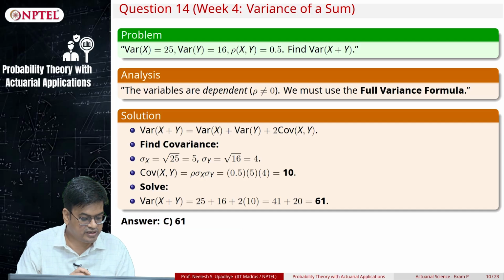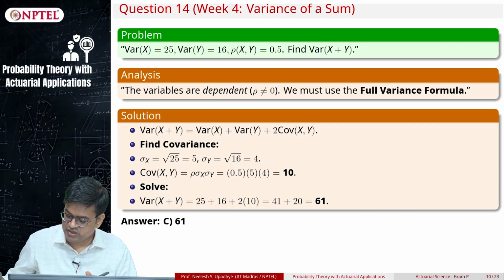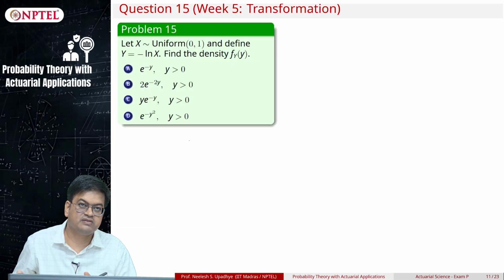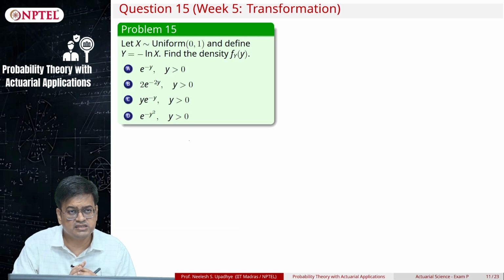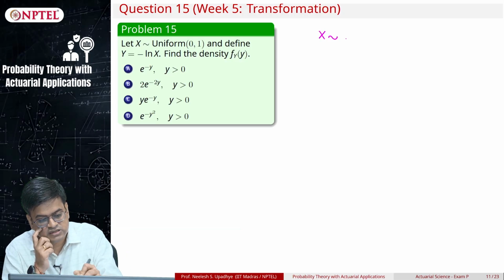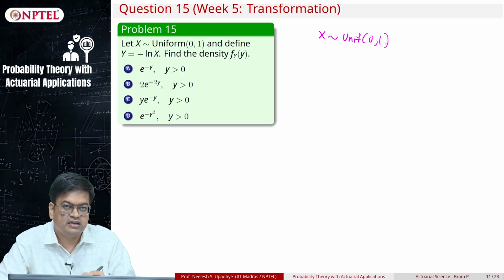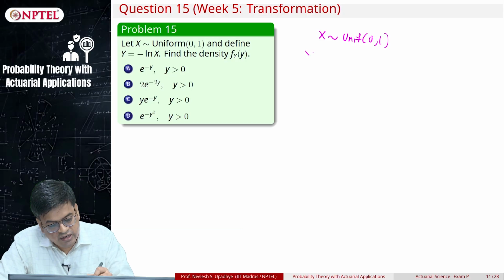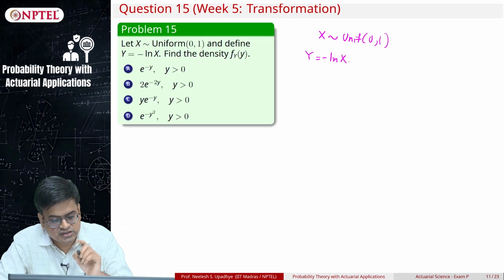We have evaluated everything. Let us move on to the next question, which is related to what we considered in week 5, transformation. X is a uniform random variable. Let me list here: X is uniform on 0 to 1, and then you have Y, which is equal to minus ln of X.